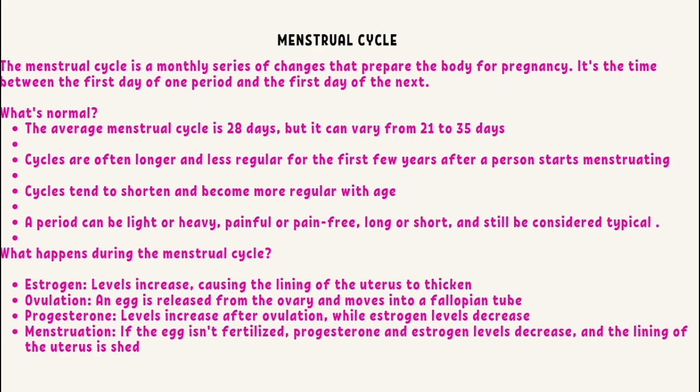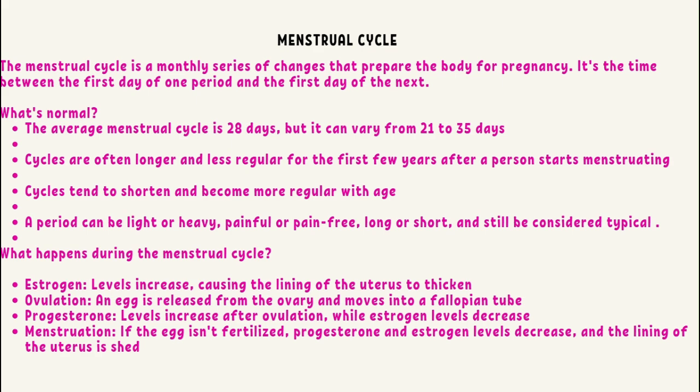Cycles are often longer and less regular for the first few years after a person starts menstruating. Cycles tend to shorten and become more regular with age, and can be light or heavy, painful or pain-free, long or short, and still be considered typical, because pain being associated with it is seen as normal. Basically it is very much normalized in today's society, right?